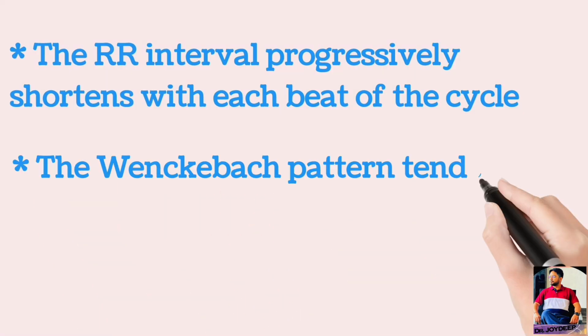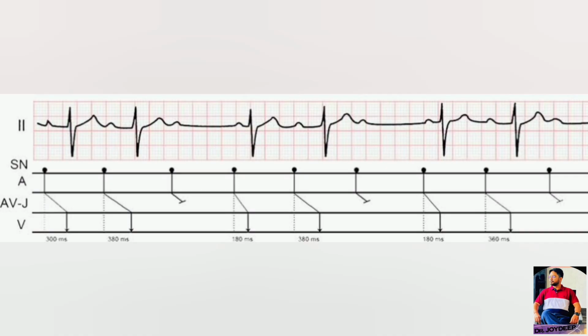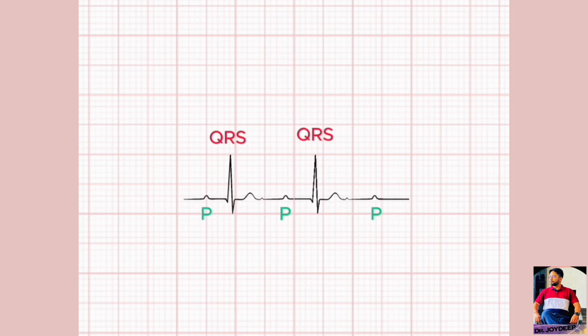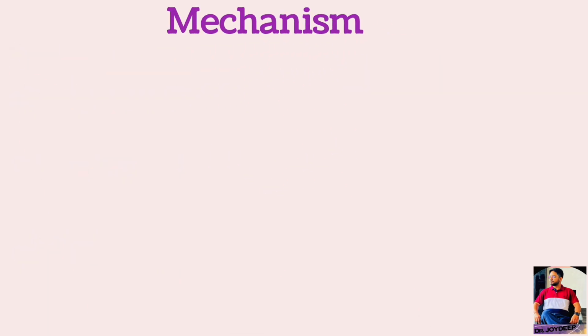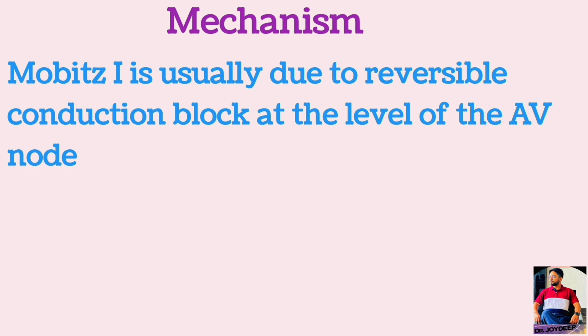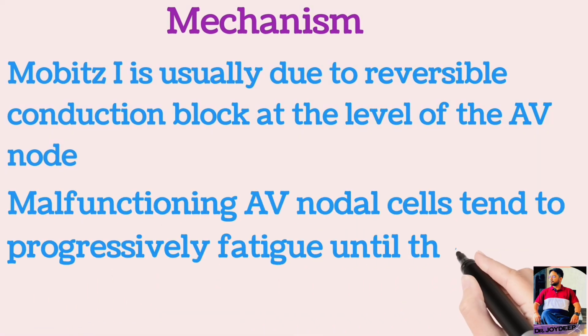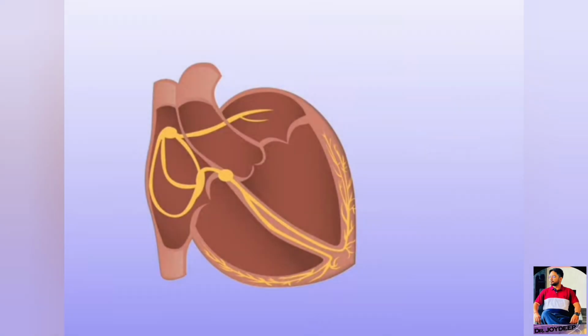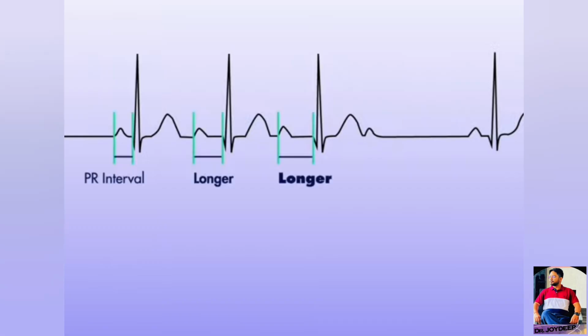The Wenckebach pattern tends to repeat in P to QRS groups with a ratio of 3:2, 4:3 or 5:4. If we take the example of the 3:2 pattern, in the ECG lead there would be 3 P waves but only 2 QRS complexes. Mobitz type 1 is usually a reversible conduction block, and this block occurs at the level of the AV node. Due to AV nodal cell malfunction, the cells become progressively fatigued. There is progressive delay in conduction. Ultimately, the AV node fails to conduct the impulse coming from the SA node. Thus, in that cycle, the P wave is not followed by a QRS complex.